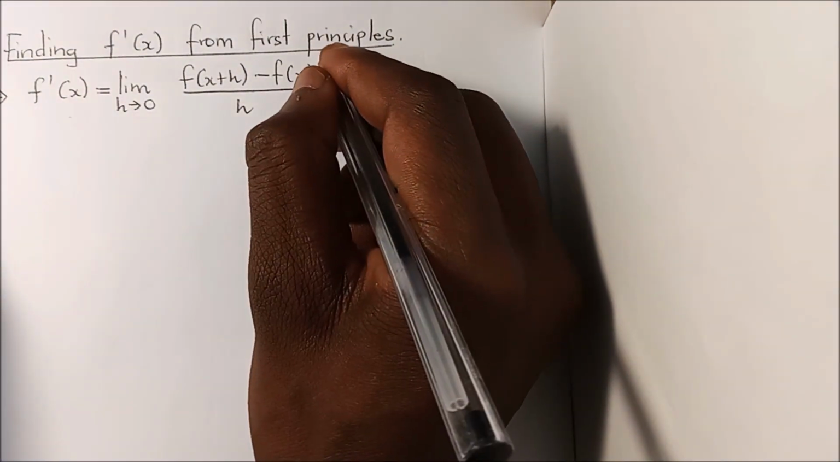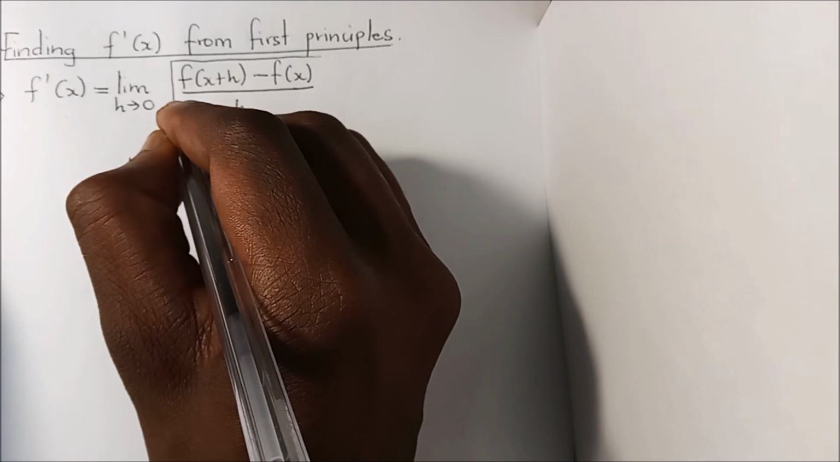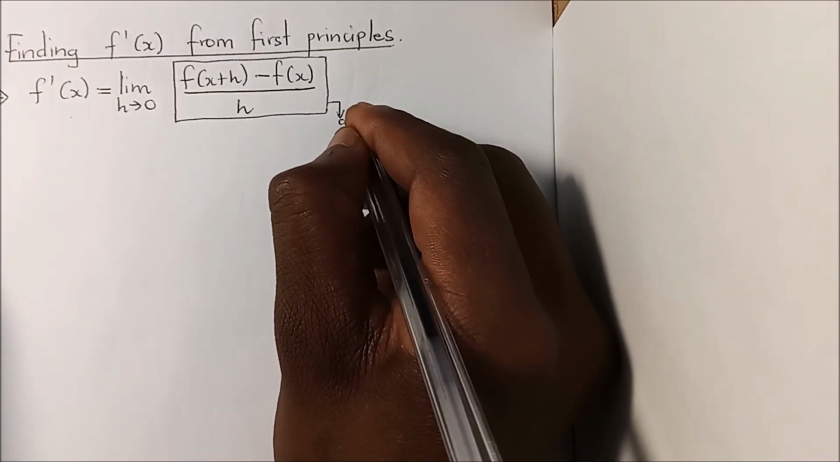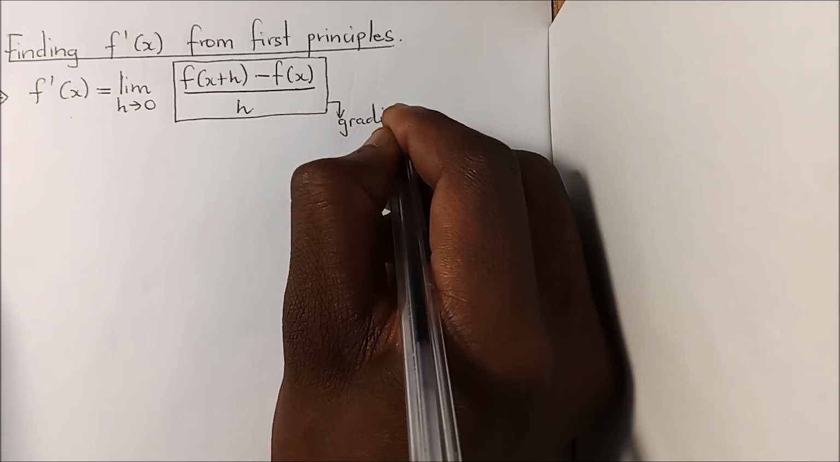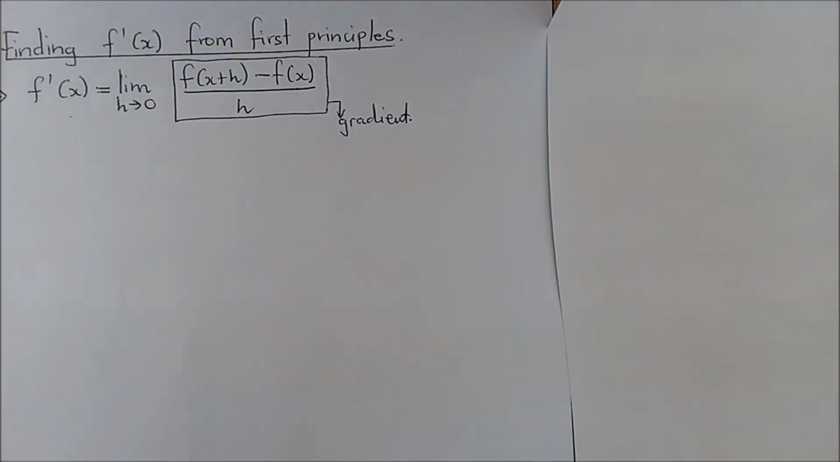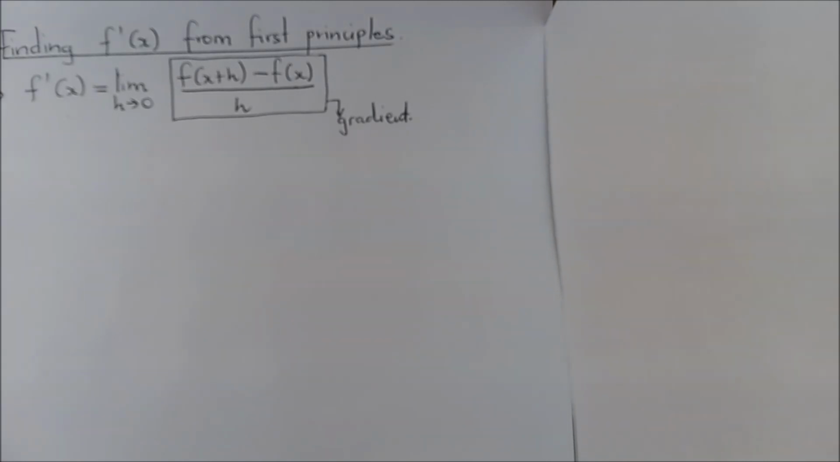So this part here is the gradient. I think I will choose a day whereby I will prove this thing. Why am I saying it's a gradient? I will choose a day to prove this, but we are not there yet. So I want to show you the idea and what you have to know under first principles.